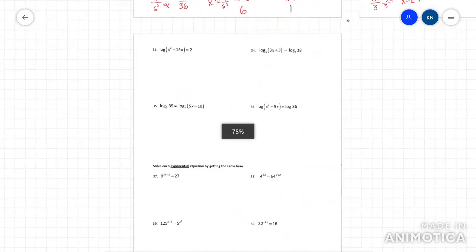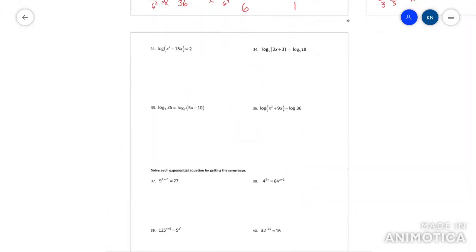All right, last page. Now this one you have log equal number right from the start. So you're ready to snail. The problem is you don't have a base. Well, that base is 10 when it's not there. So really you have 10 to the 2 equals x squared plus 15x. 10 squared is 100.